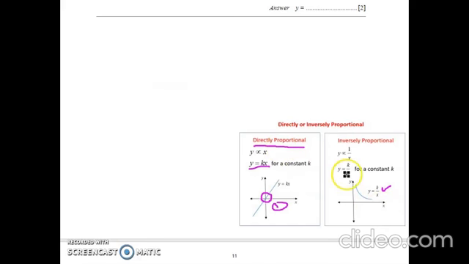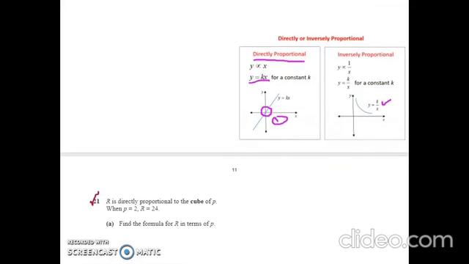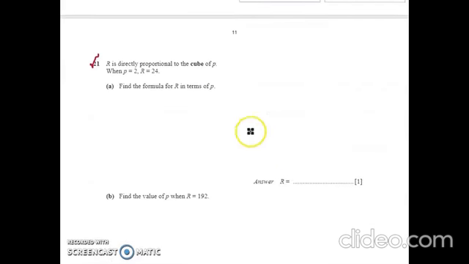So these are the two graphs of direct and inverse proportion respectively. Let's move to the next question. 21. R is directly proportional to the cube of P.